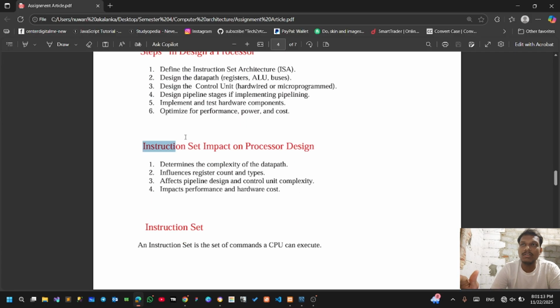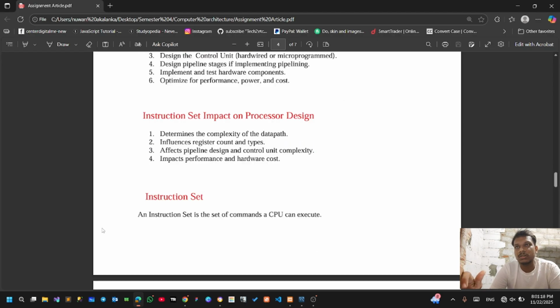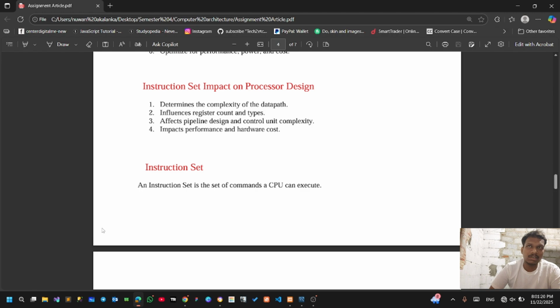Next we discuss instruction set impact on processor design. It determines the complexity of the data path, influences register count and types, affects pipeline design and control unit complexity, and impacts performance and hardware cost. Those are the instruction set impacts on processor design.